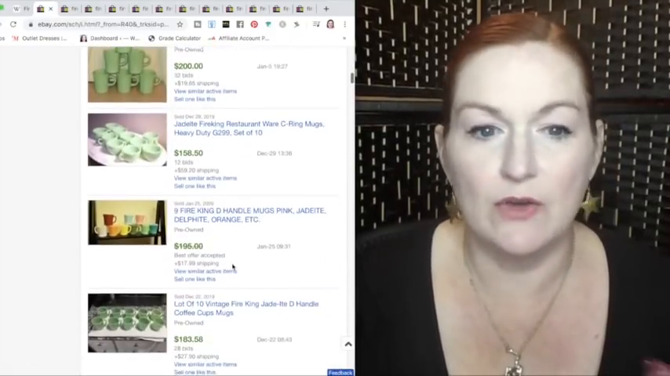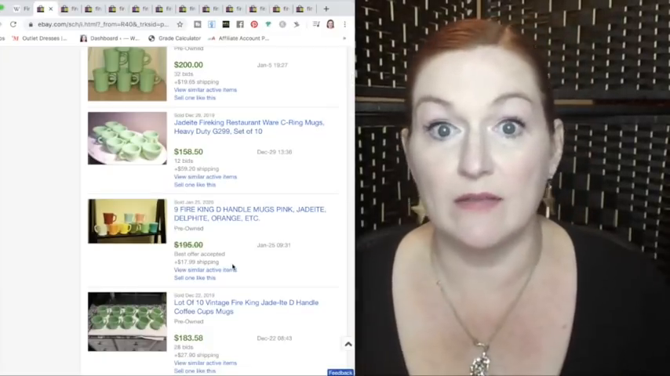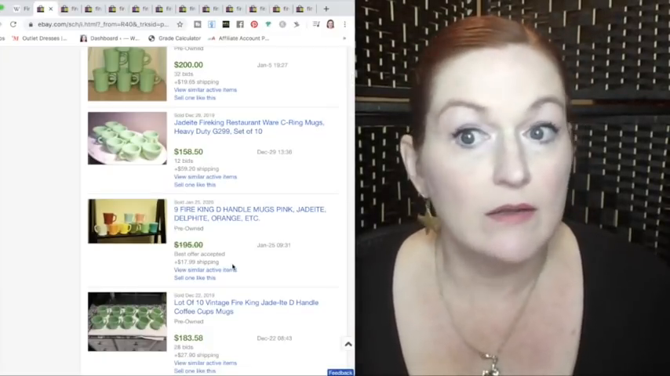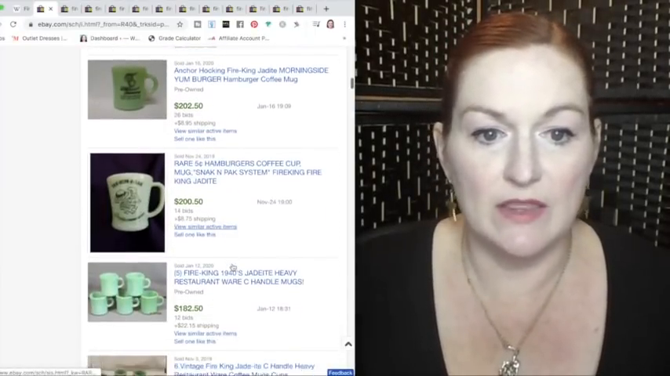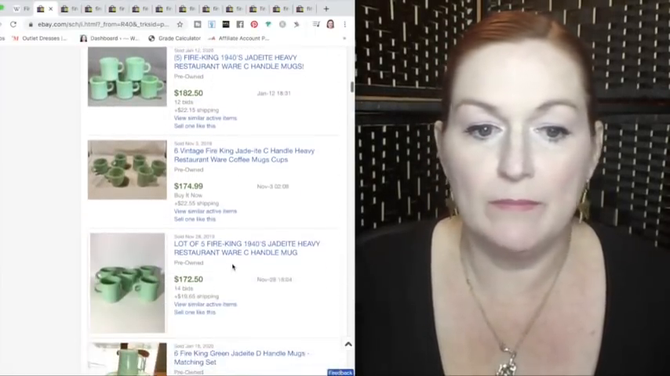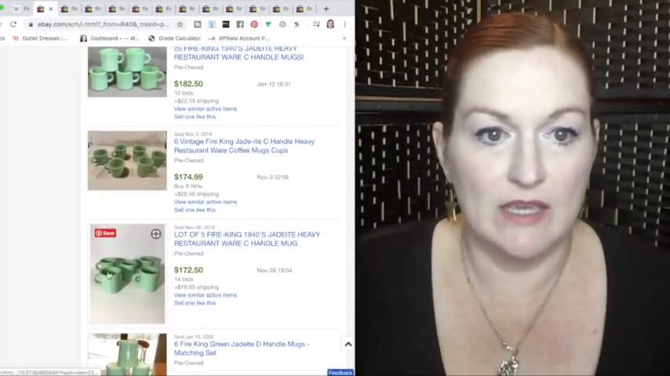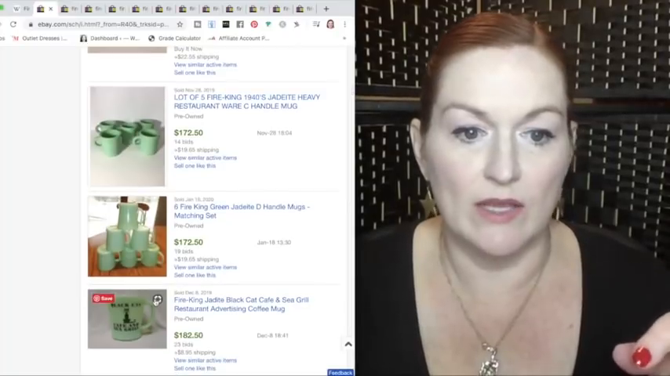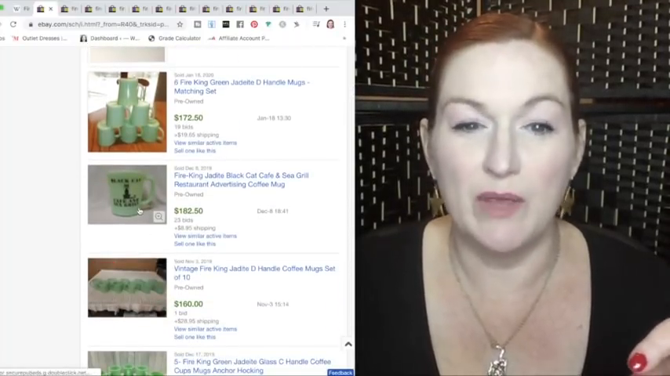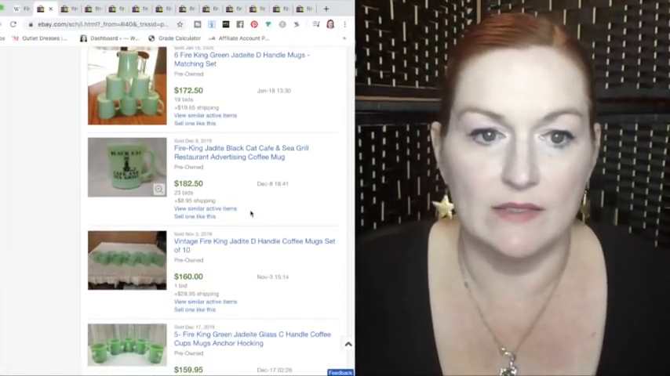But even as a lot, normally I don't lot mugs, but if I had a lot of green jadeite Fire King mugs, I would definitely lot them up. So you can see that they are pretty desirable. Whether, like here you can see the C handle looks like just a little C, and then the D handle is more like this black cat one that's kind of bigger. So either way, the price is amazing on them.